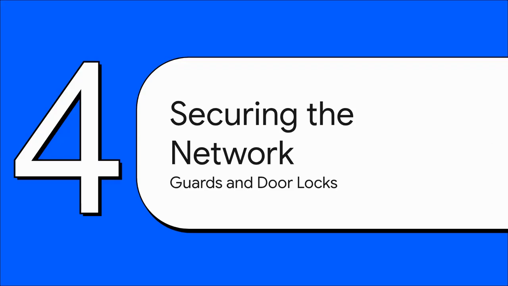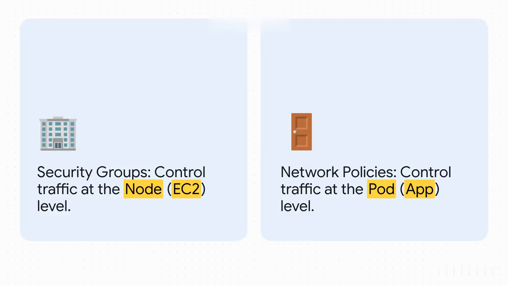Okay, so now every apartment has a real address. That's great, but how do we control who can visit whom? Securing the network flow really comes down to two main layers. You've got the security guards for the main building, and then you have the individual locks on each apartment door. And in our world, those two layers are AWS security groups and Kubernetes network policies. They both control traffic, but they operate at totally different levels. And trust me, understanding that difference is absolutely crucial for a secure cluster.